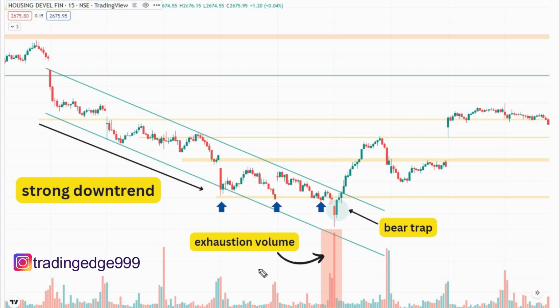This huge surge in volume is not a selling pressure volume. This is an exhaustion volume towards the downside. Okay, so this is indicating strength in the market. Okay, so this is another example. This is an example of bear trap setup. Now let's look at the last and the final example.